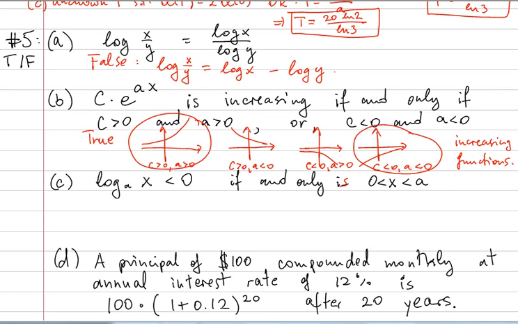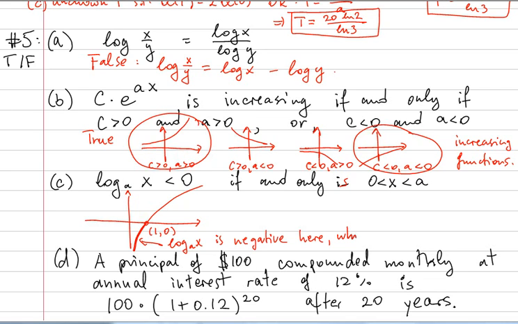Next question is when is logarithm base a of x negative? You draw the graph of the log base a, and it looks something like this. All the logs pass through (1, 0), and then you look at when the logarithm is negative. That means when the logarithm is below the x-axis. So here log base a of x is negative, which means that it happens for these x's.